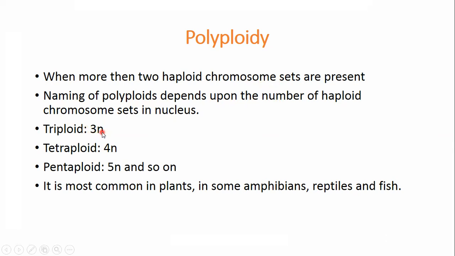If three haploid sets are present, it is represented as triploid. If four haploid sets are present, it is represented as tetraploid. And if five haploid sets are present, then it is represented as pentaploid. Mostly it is present in plants, and also in some amphibians, some reptiles, and some fish.